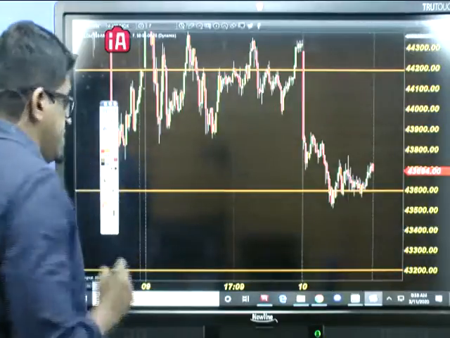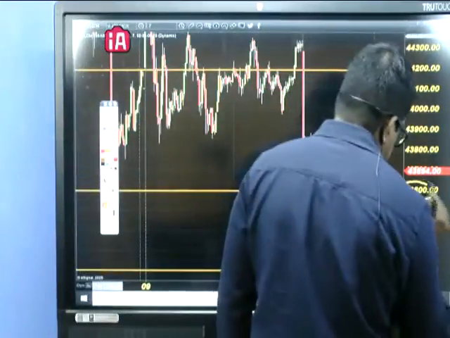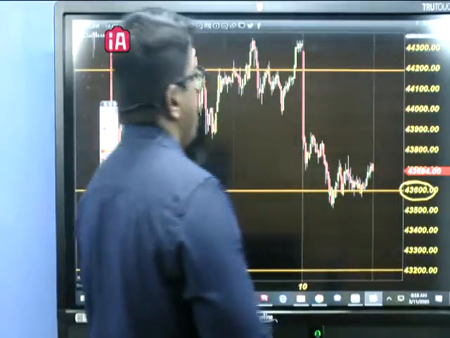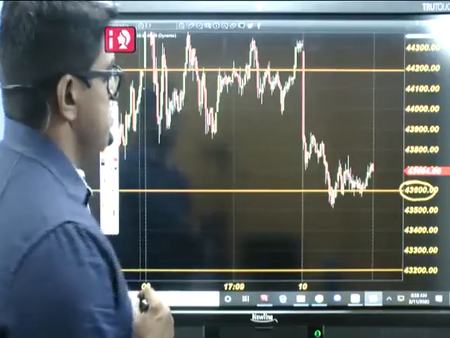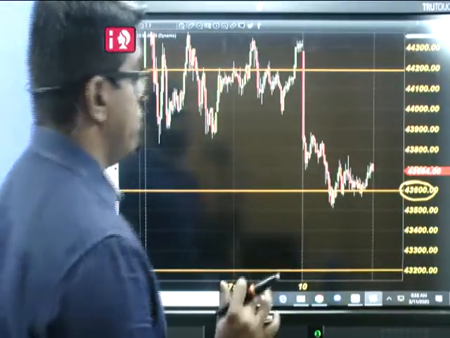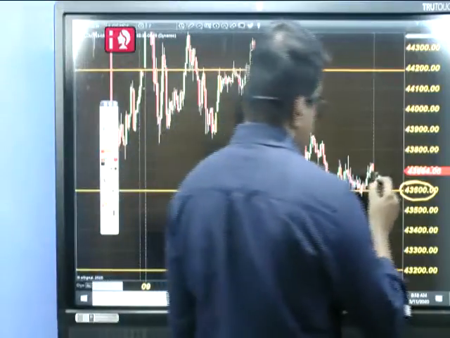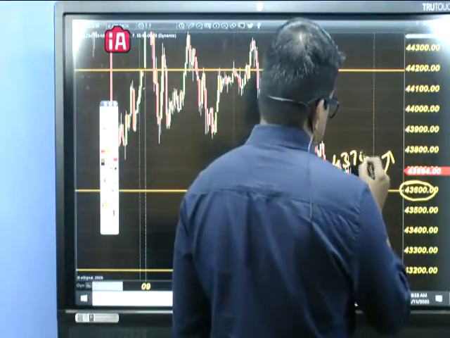So it's going to be a tough time for gold traders. You will see the price trading around 43,600. So what can we do today? The one and only safe thing you can do is wait for the price to move above 43,700 in gold mini.